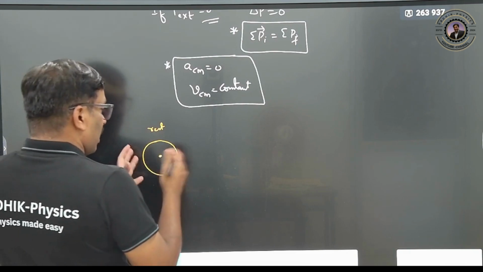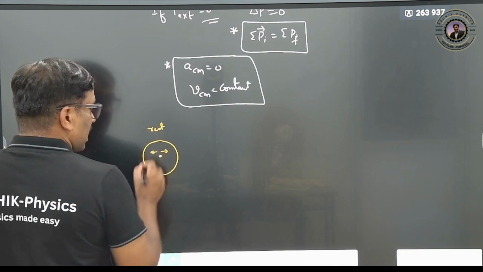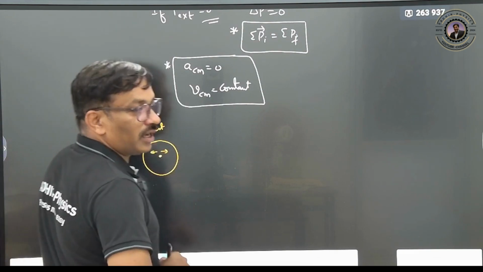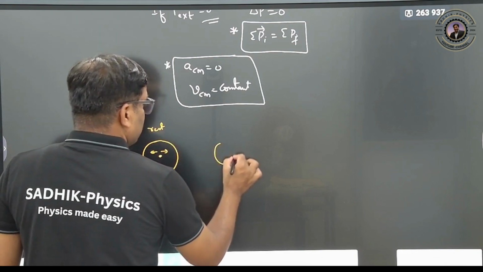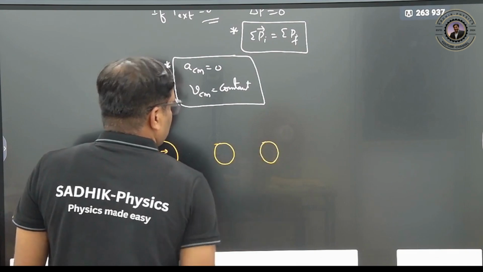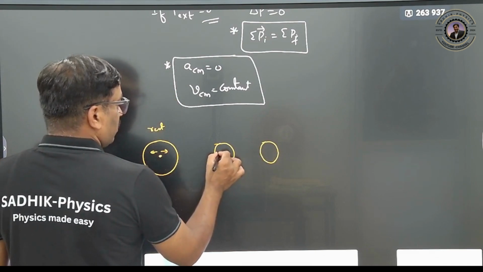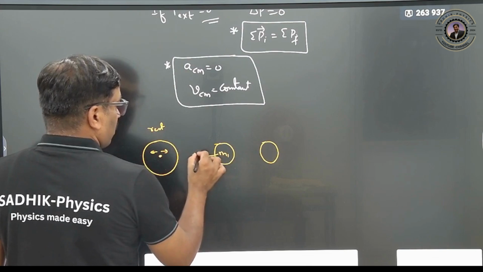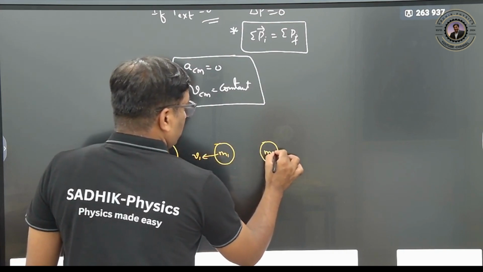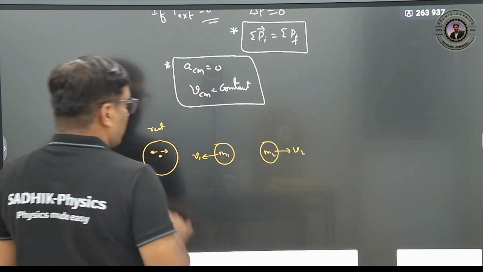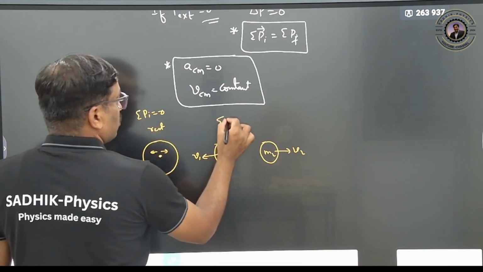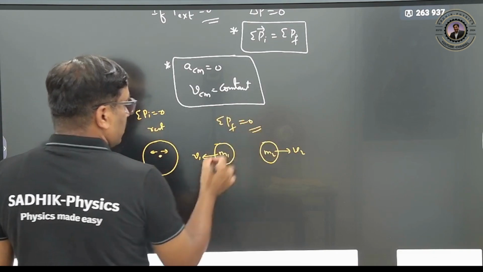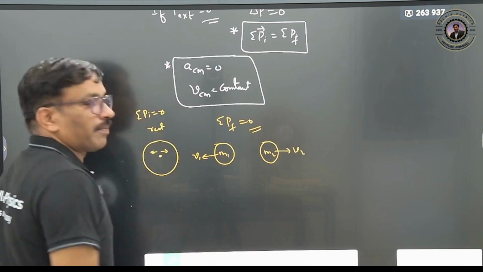Now it has exploded. This explosion takes place due to internal forces, not external forces. When it explodes, it breaks into two parts. So what will happen now? This m1 will go with a velocity v1, and m2 will go with a velocity v2. Why? Initial momentum was 0, so the final total momentum should also be equal to 0. That means this momentum and this momentum should be the same.